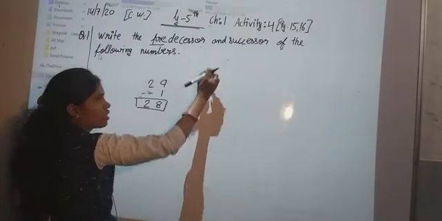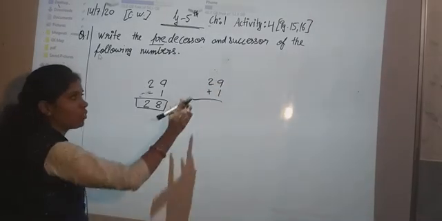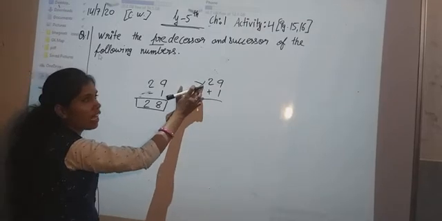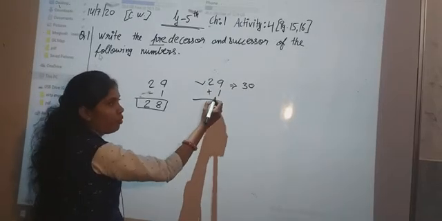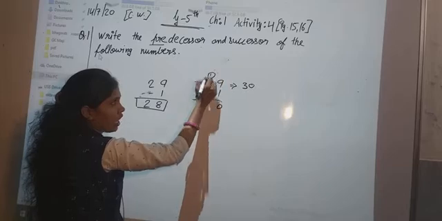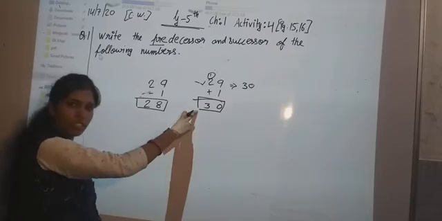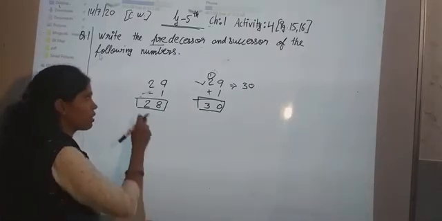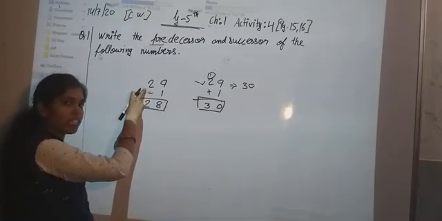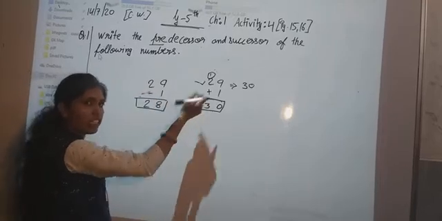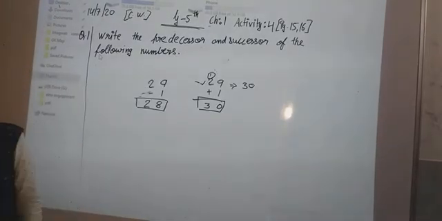And what is the meaning of successor? It means just after the given number. What will come after 29? Yes, 30. We can also add 1: 9 and 1 is 10, and 1 carry, we have 3 here. That means 30 is the successor of 29. Predecessor means just before a number. What will come before 29? Yes, 28, and after 29, 30 will come. So let's start our question.